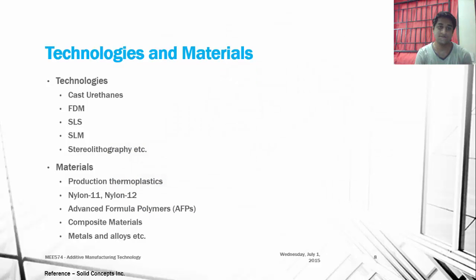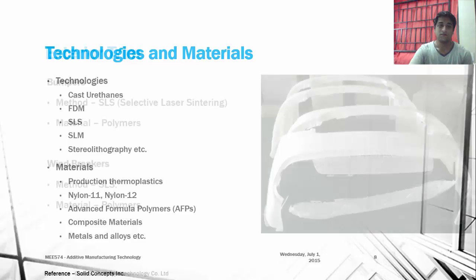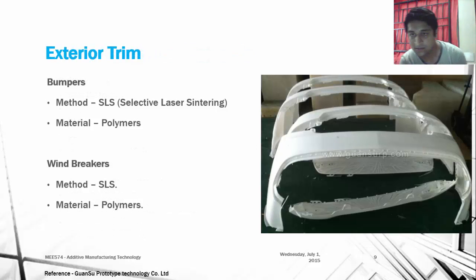So these are the technologies which are majorly used in the automotive industry for production of various products. These include cast urethanes, FDM, that is fused deposition modeling, SLM, then stereolithography, etc. Then these are the major materials used in the automotive industry, which include production thermoplastics, nylon, advanced formula polymers, which are the polymers used in stereolithography, then composite materials and metals and alloys, etc.